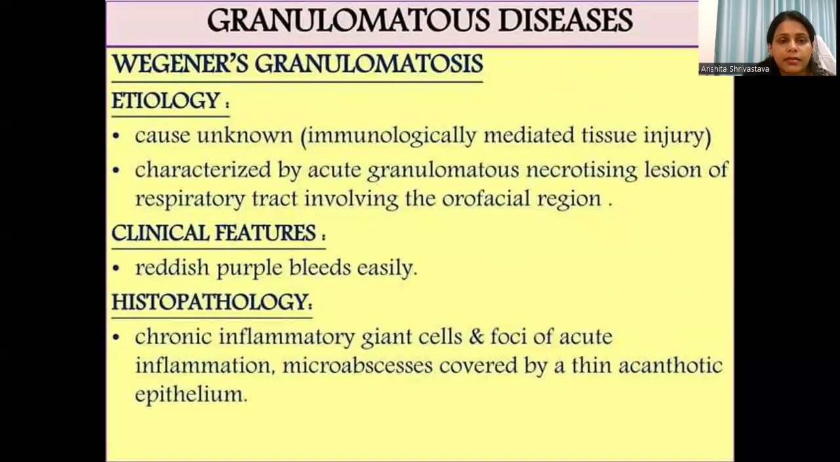Coming to the granulomatous diseases, Wegener's granulomatosis etiology is mainly unknown, can be immunologically mediated tissue injury. It is characterized by acute granulomatous necrotizing lesion of the respiratory tract involving the orofacial region. Clinical features, it is reddish purple which bleeds easily. Histopathology involves chronic inflammatory giant cells and foci of acute inflammation, microabscess covered by a thin acanthotic epithelium.